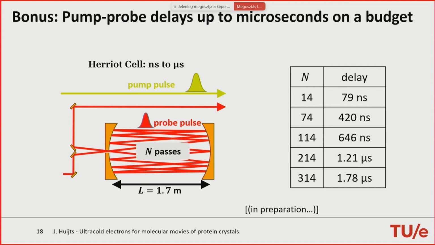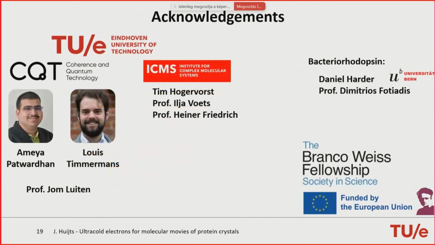Where in a normal delay line you can get delays up to a few nanoseconds, with such a configuration, which a master student of mine worked on, we can scan delays up to almost 2 microseconds. And all that you need for this is basically 2 relatively expensive mirrors, but say for 10K you can get up to these larger delays. So that was a little bonus.